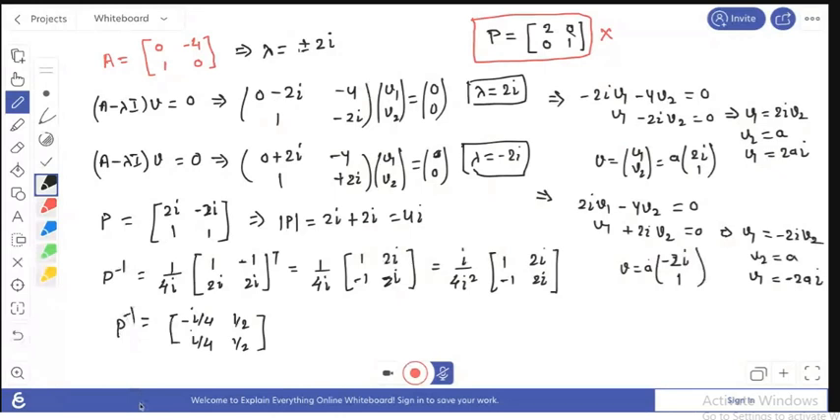So next page here we get the value P, which is P e to the power Bx P inverse. Finally we get cos of 2x, minus 2 sine 2x, sine 2x times 1 by 2, and here cos of 2x. Okay, so what is your general solution y(x)?